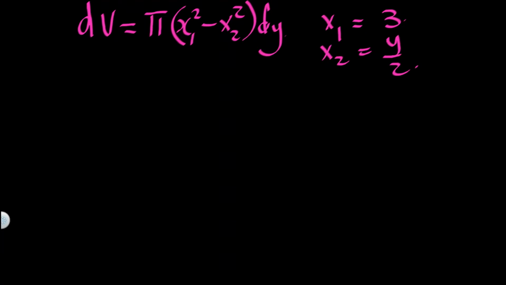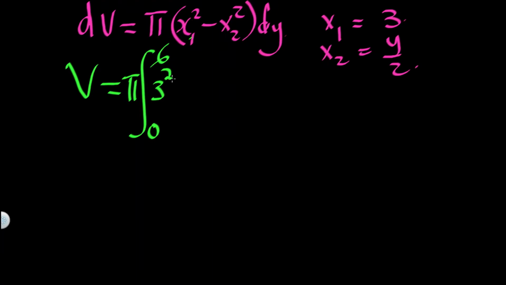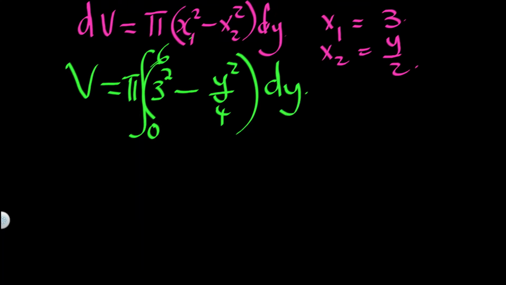So to get V, V is actually the integration. We can take pi outside. The integration from 0 to 6 of x1 squared, which is 3 squared, minus x2 squared, which is y over 2 squared, that is y squared over 4. We are integrating this with respect to y. I did things a bit faster here. I'm integrating with respect to y, so my limits of integration are y values 0 and 6. And in the bracket, I have expressions that are in terms of y, so I can integrate them easily.